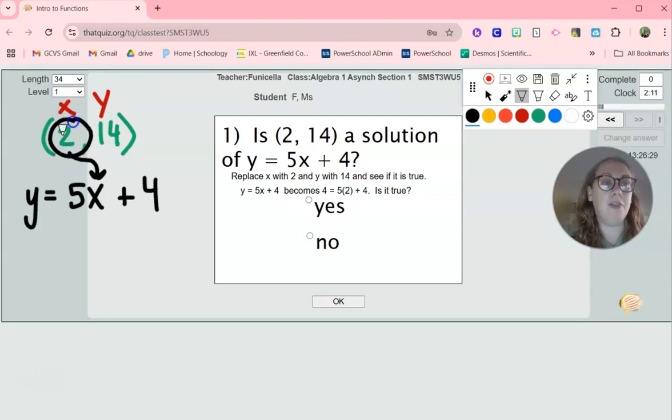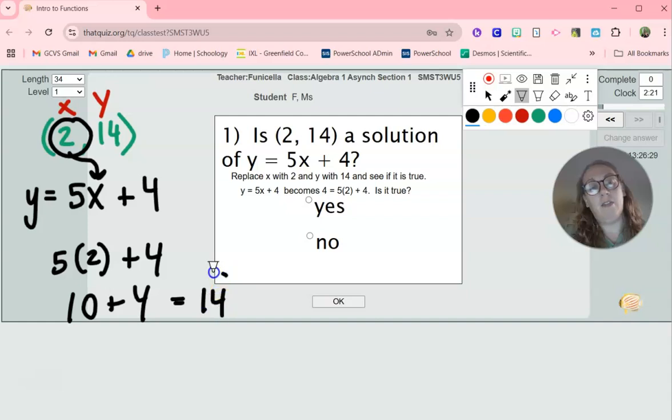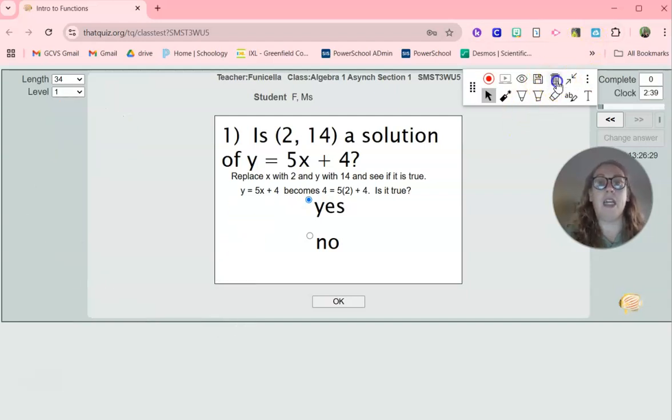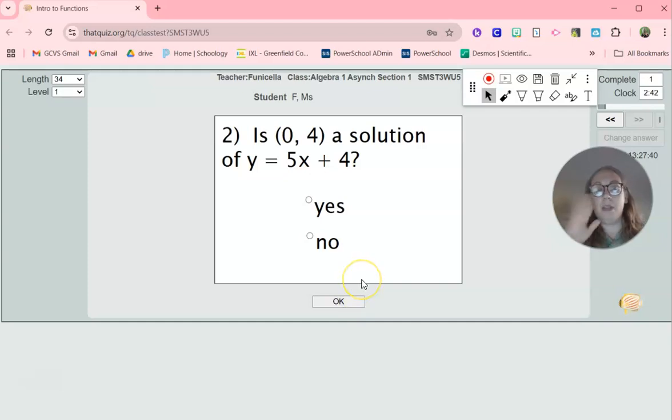So let's take this input of 2. 5 times 2 plus 4. Well, 5 times 2 is 10, plus 4 is 14. So yes, that is true. We plugged in a 2, we got out a 14. So this first one is yes. Go ahead and click yes, and then go ahead to the next one when you're ready. Remember that as you're working through these problems, if you need to pause the video at any point, you can. Go at the pace that works for you, okay?